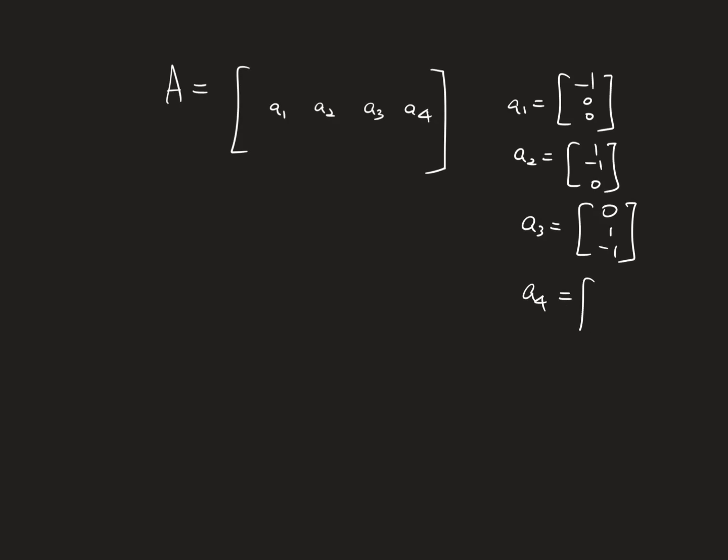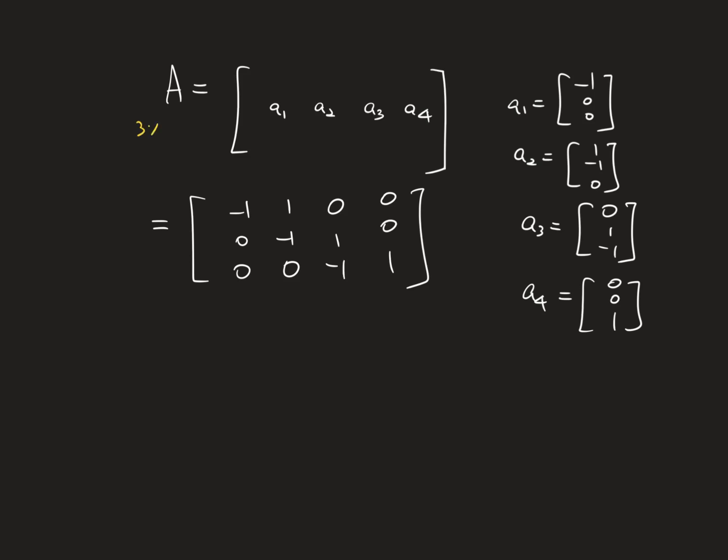This is another example matrix, A, whose first column is minus 1, 0, 0, a column vector, and the others are 1, minus 1, 0, then 0, 1, minus 1, and 0, 0, 1. Okay, we have 3 by 4. The size of the matrix is 3 by 4.